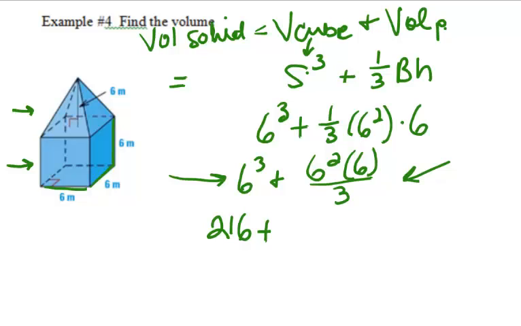And so 6 cubed is 216, plus, when I do 6 squared, and then times another 6, and divide it by 3, I'm going to get 72. And so that equals 288. Again, it's a volume, so we've got meters cubed. And there's a composite figure. So remember, break them down into manageable parts, and then add them together.